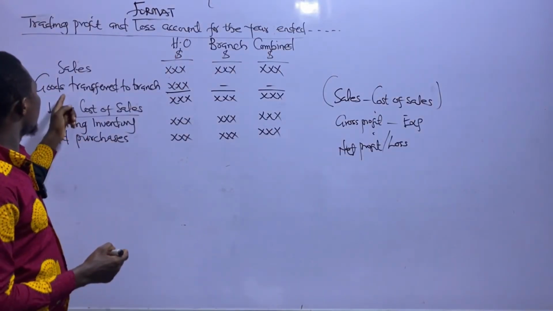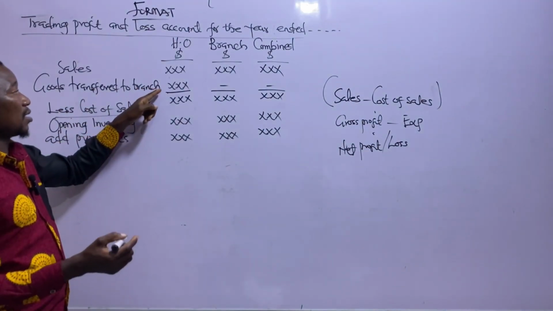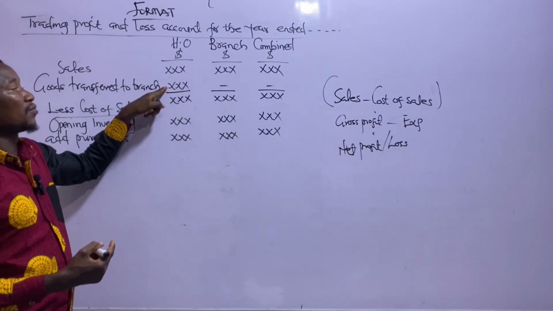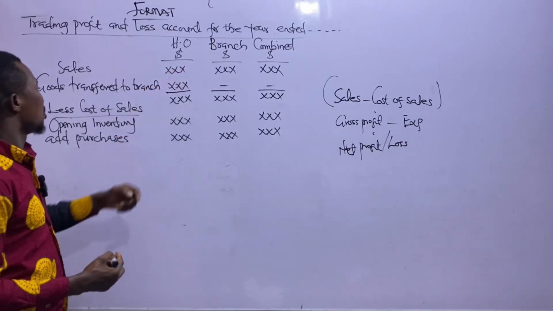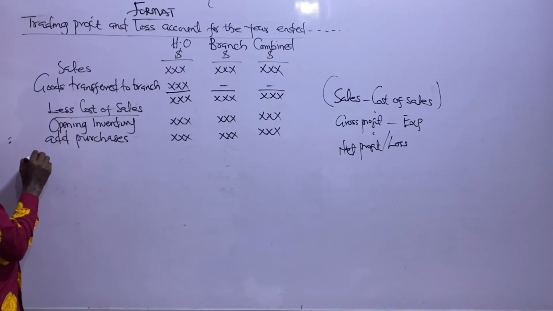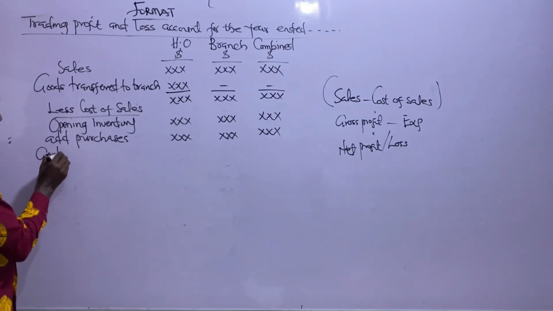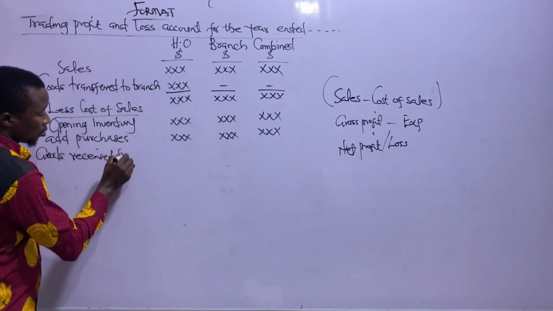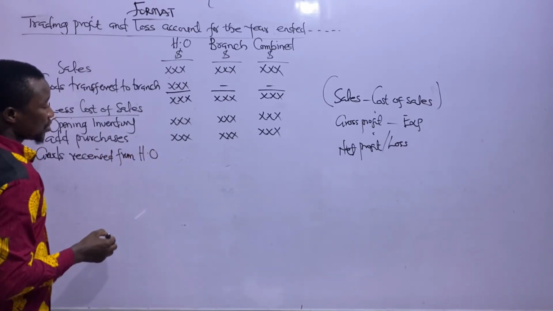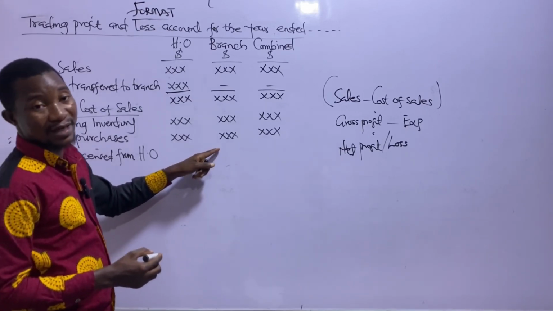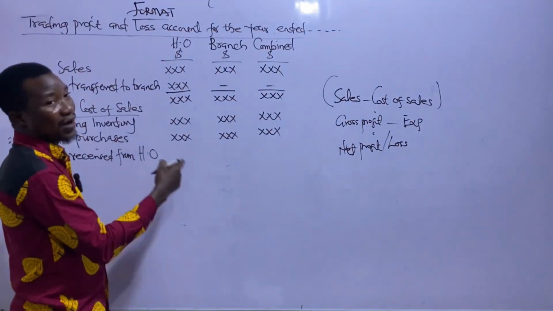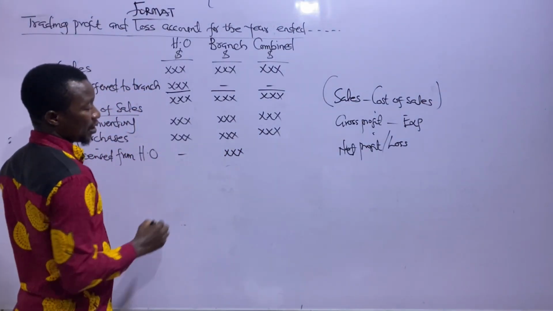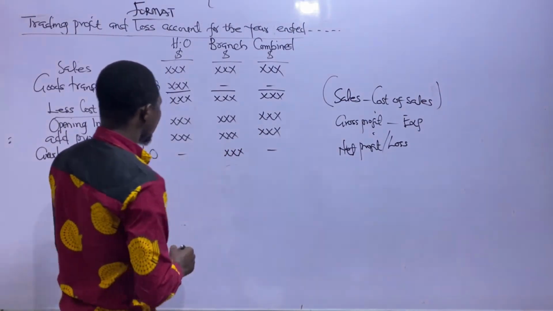But I told you that goods transferred to branch are considered as sales to the head office; this same amount will be considered as purchases to the branch. So this will be goods received from HO, meaning head office. Goods received from head office will be considered as purchases, so it has to form part of the purchases. We have to add it to purchases, so we record it here as purchases. It does not affect this, meaning it will not affect the total.